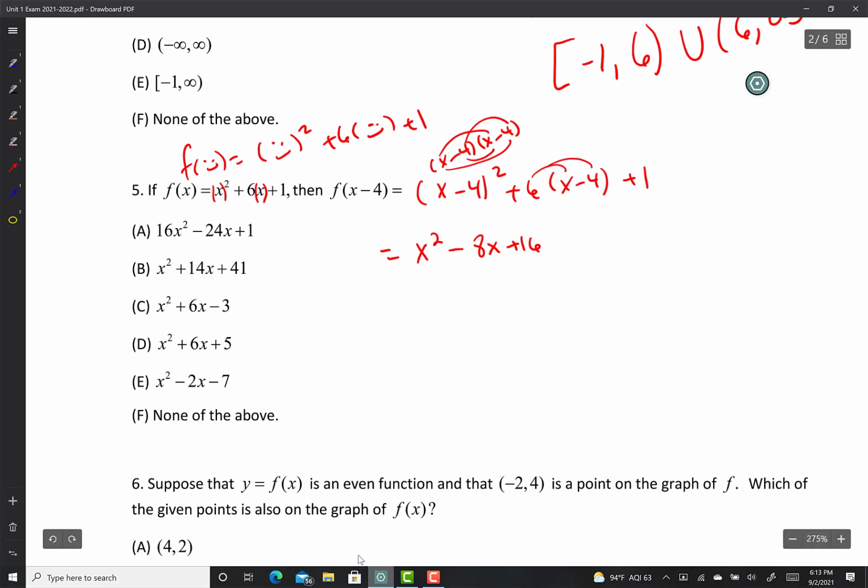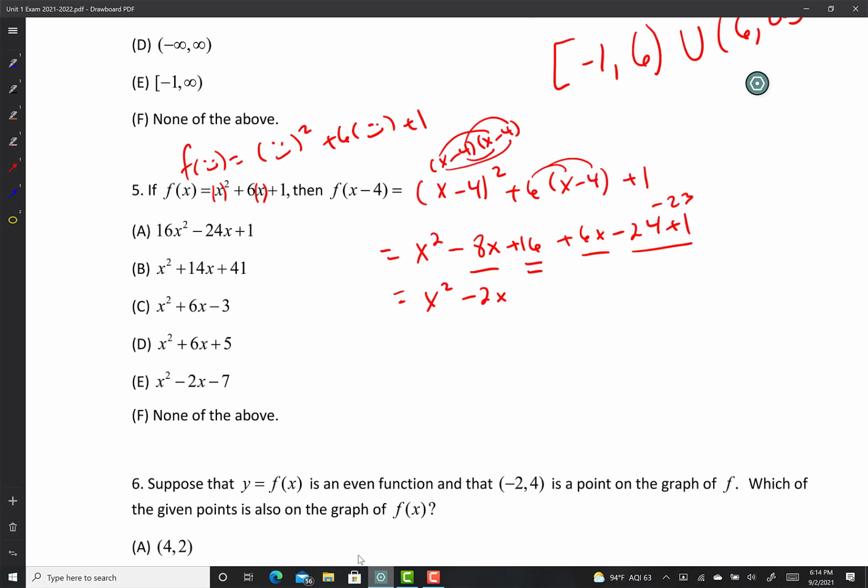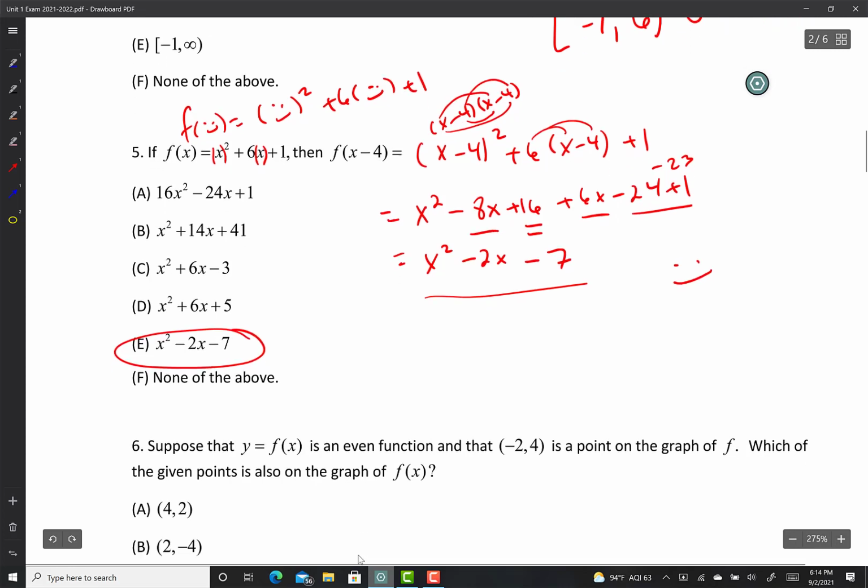And then distribute that 6 there. Plus 6x minus 24 plus 1. And then you just combine like terms. X squared, negative 8x plus 6x, well, that's going to be a negative 2x. And then I got a 16, and I guess technically that's a negative 23 there. So what's that? Minus 7, because the 23 is larger. So there it is. X squared minus 2x minus 7. Hopefully I didn't make any mistakes. Let's go to the next one.